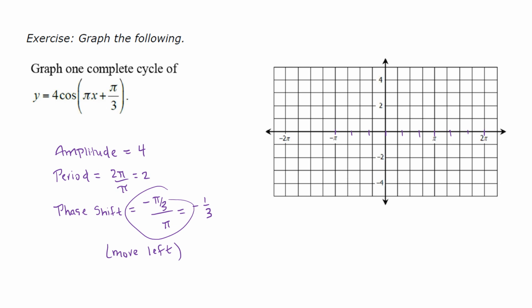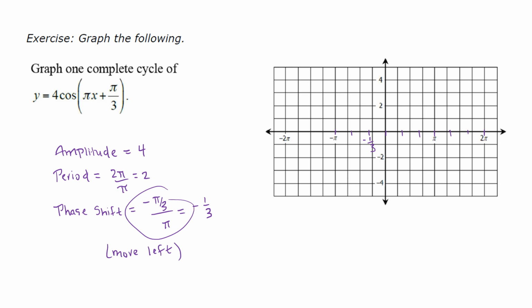I'm going to start there and go a whole period of 2. My complete cycle rotation must happen within 2, or in this case 2 pi, although my period isn't 2 pi. We're going to start at negative 1/3, which will be this location. Let me label that negative 1/3, which is technically negative pi over 3.